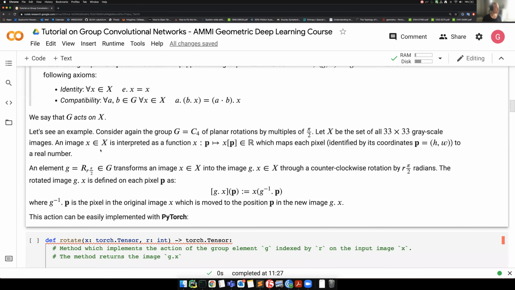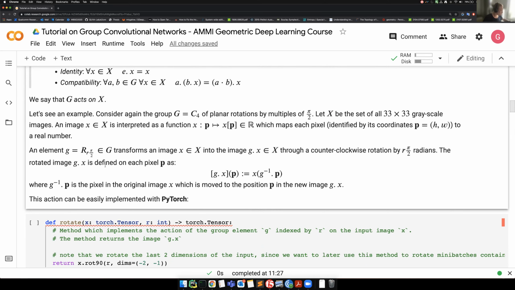What we have is that, well, okay, first of all, I don't know if you're familiar with this view, but you can imagine a grayscale image as a function that gives us, for each pixel, given the coordinates of the pixel, the color of that pixel. So basically, we interpret an image x as a function that goes from a pixel location to the color of that pixel location, which belongs to R, because it's a real number.